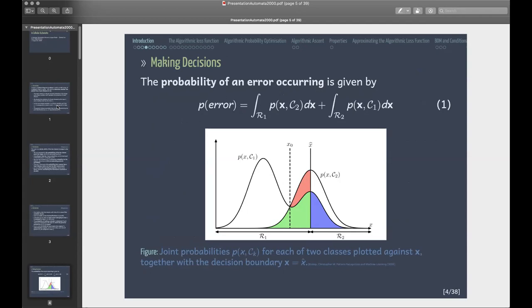In the figure on the slide, you see the joint probabilities for each of the two classes plotted against X, together with the decision boundary x hat. Values of X greater than x hat are classified as class C2, belonging to decision region R2. On the other hand, points with X less than x hat are classified as C1 and belong to the region R1. Errors arise from the blue, green, and red regions. For X less than x hat, the errors are due to points from class C2 being misclassified as C1, represented by the sum of the red and green regions. And conversely, for points in the region X greater than x hat, the errors are due to points from class C1 being misclassified as C2. That's the blue region.